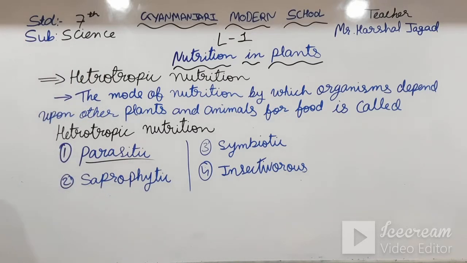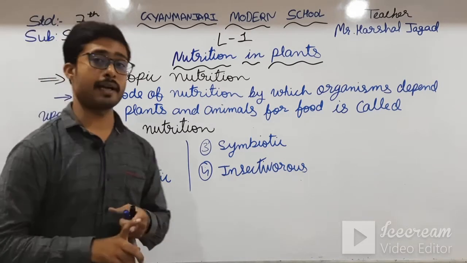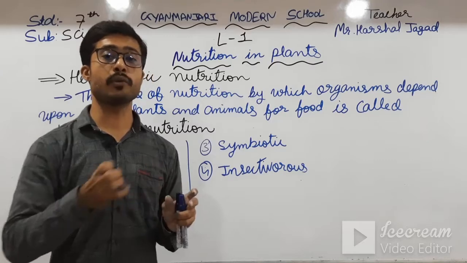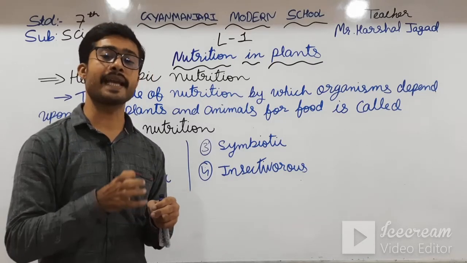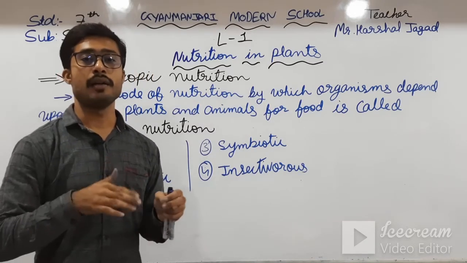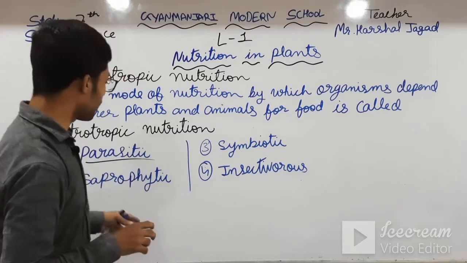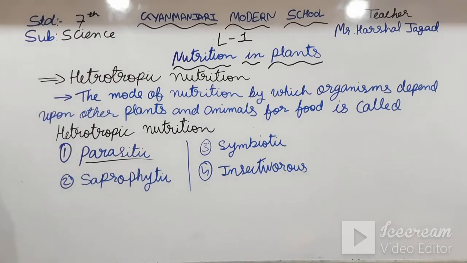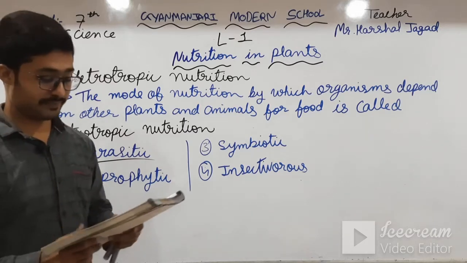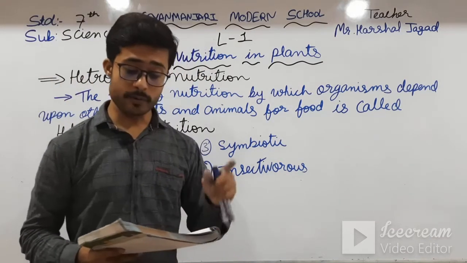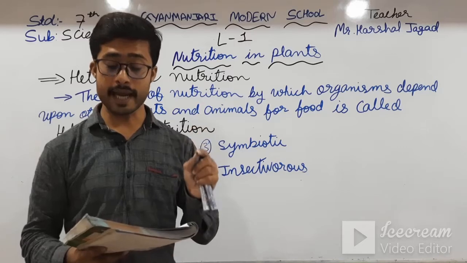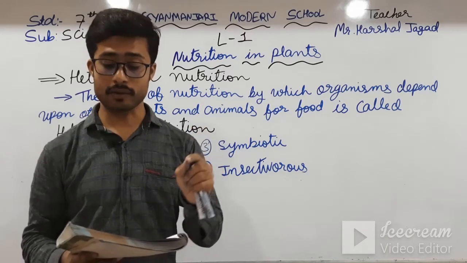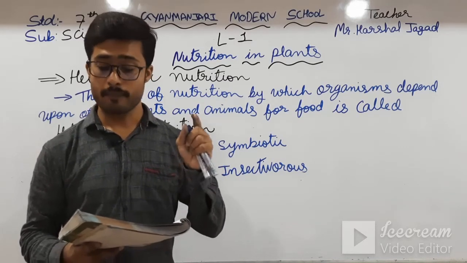So, what are saprophytic plants? Saprophytic plants absorb all their nutrition from dead or decaying plants or animals. Okay students, these are the saprophytic plants. I am reading that: plants that absorb nutrition from dead or decaying organic matter are called saprophytic plants.